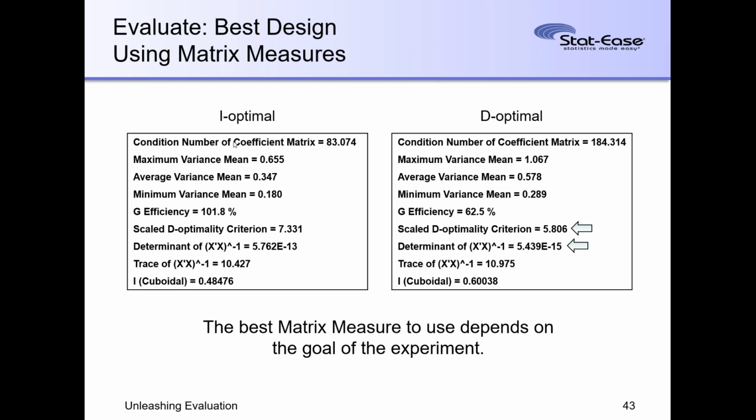Now, as you can see over here on the left, the I-optimal design generally has lower numbers than the D-optimal design, except for the D-optimality criterion and that determinant. These are lower for the D-optimal design. So the best matrix measure to use depends on the goal of the experiment. If you're trying to optimize and get a precise model, use the I-optimal design. If you're looking to find effects with high power, use the D-optimal design.